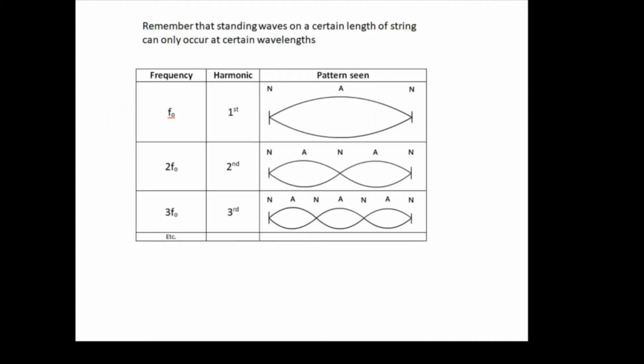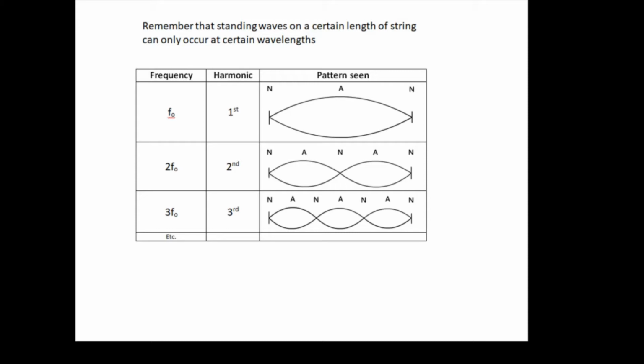Now, in the lower sixth, hopefully you remember doing transverse standing waves, as in standing waves on a string. You should remember that these only occur at certain frequencies and certain wavelengths. For the first harmonic, the length of the string is one loop, which is half a wavelength. For the second harmonic, it's two loops, which is a wavelength. For the third harmonic, it's three loops, etc.